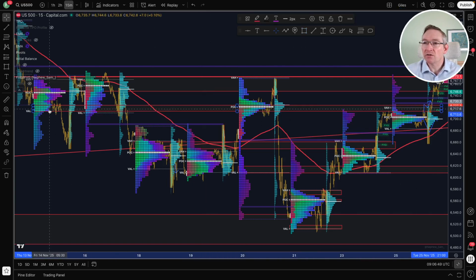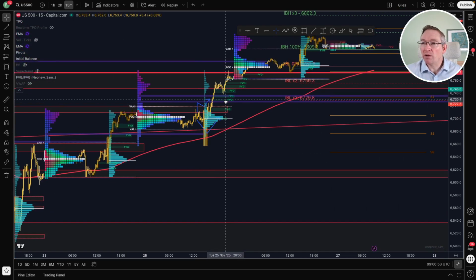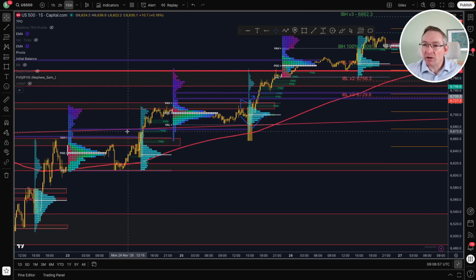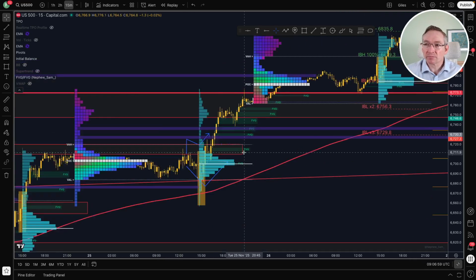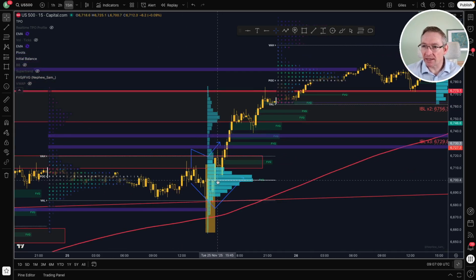Do you see? You've got these value area low, point of control. So where would you target? You target from the breakout, the value area high, from here up to there. Where's your stop? Your stop is on the other side of the structure, the other side of the point of control. Fantastic. Another great trade.